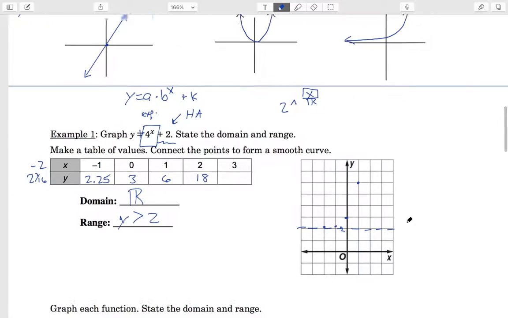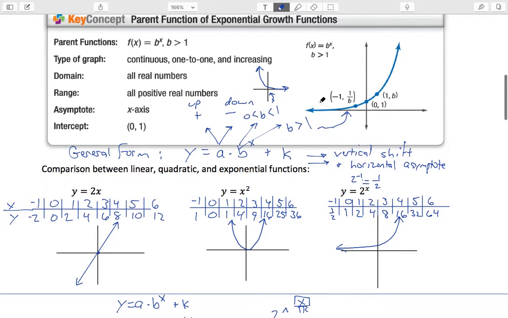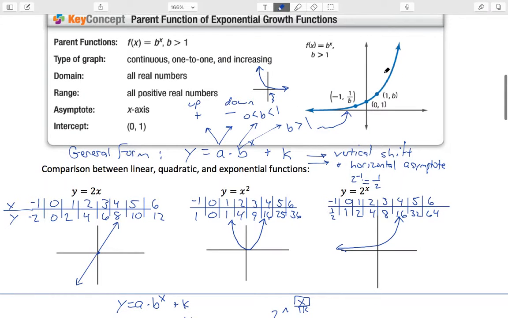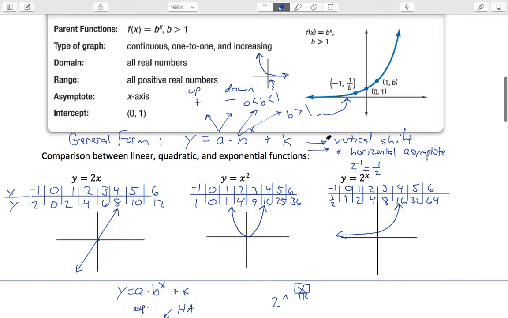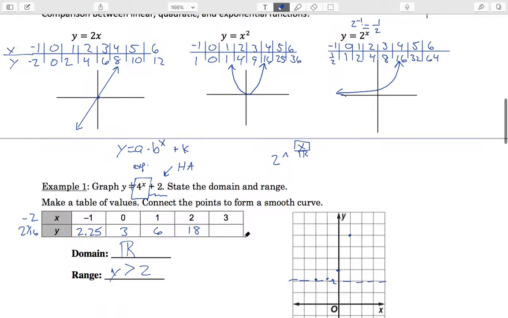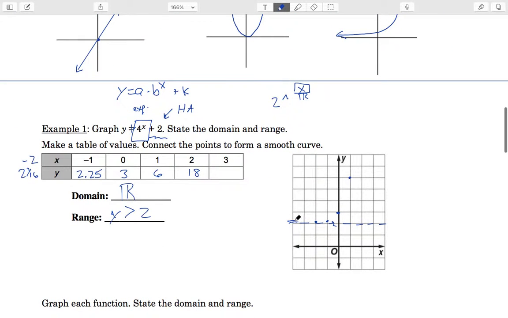Remember, think about what our exponential function should look like. If our base is greater than 1, which it is, it's 4, then this is what we expect. Flat, then up. But there was a shift. There was a shift of 2 up. So this flat part goes right there, and then it shoots up like that.